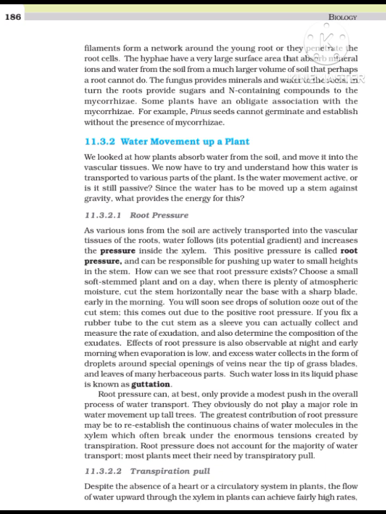Root pressure. As various ions from the soil are actively transported into the vascular tissues of the roots, water follows its potential gradient and increases the pressure inside the xylem. This positive pressure is called root pressure, and can be responsible for pushing up water to small heights in the stem. How can we see that root pressure exists?